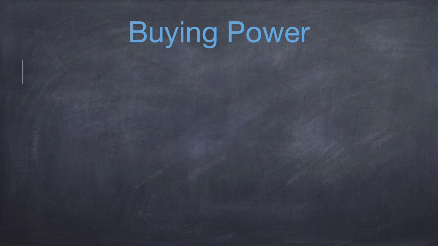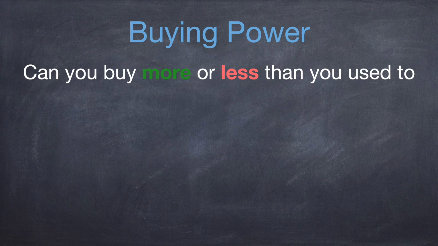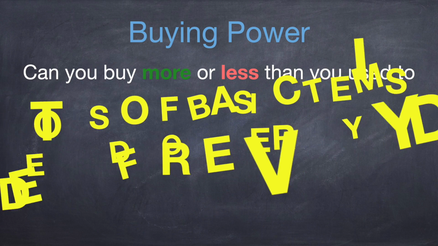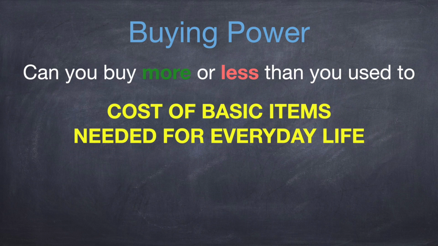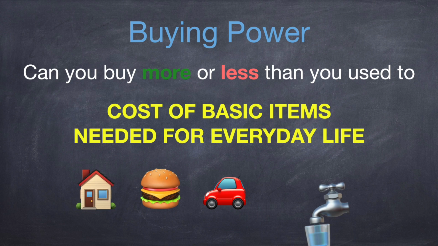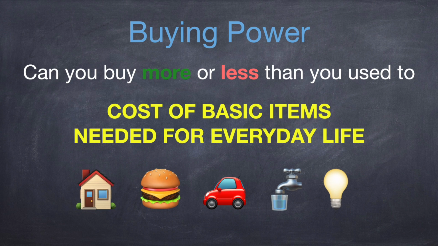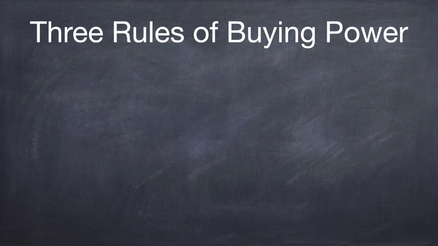So buying power essentially means, can you buy more or less than you used to? And so again, we're talking about the cost of basic items needed for everyday life, like housing, food, transportation, water, electricity, stuff like that. And so you want to know, is your buying power increasing or decreasing with items like this? So let's go over the 3 rules of buying power.